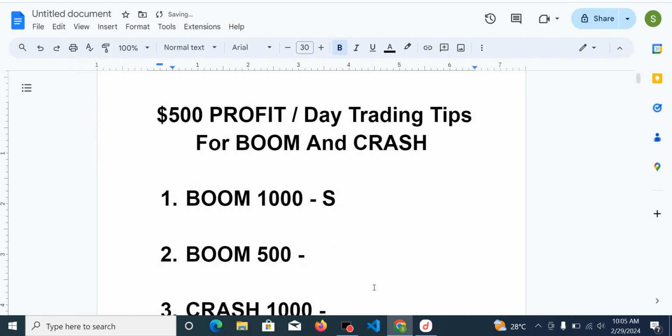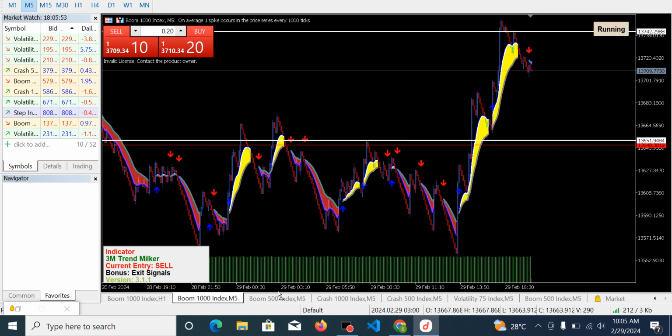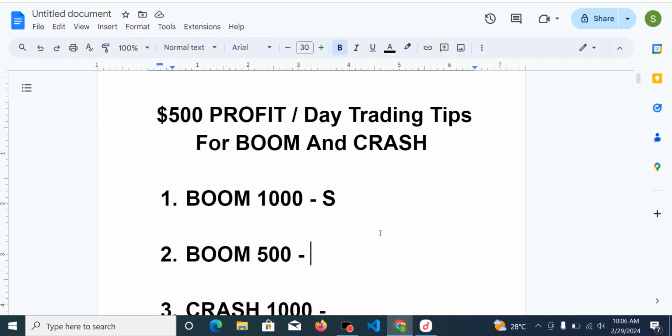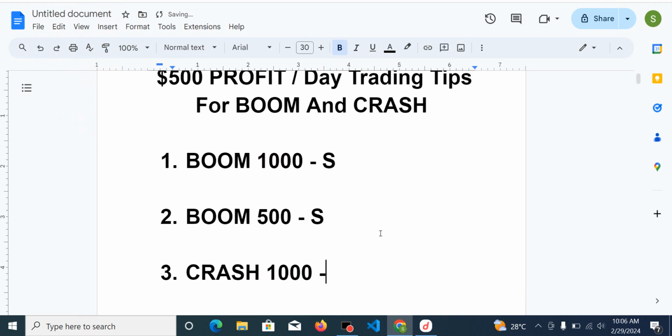So the next asset is going to be Boom 500. Let's check it out right away. Okay, so this is Boom 500. This had been on an uptrend right from this support zone till it got to this resistance zone, and right now it is selling at the moment. So this is going to be giving us more of a selling opportunity than a buying opportunity.